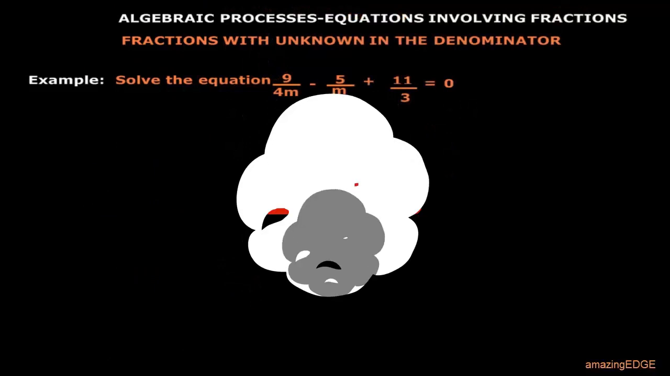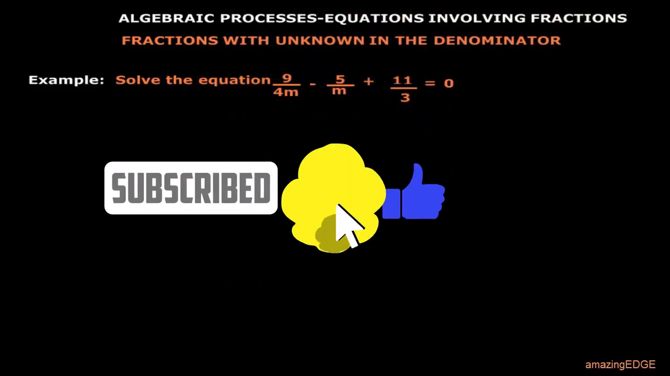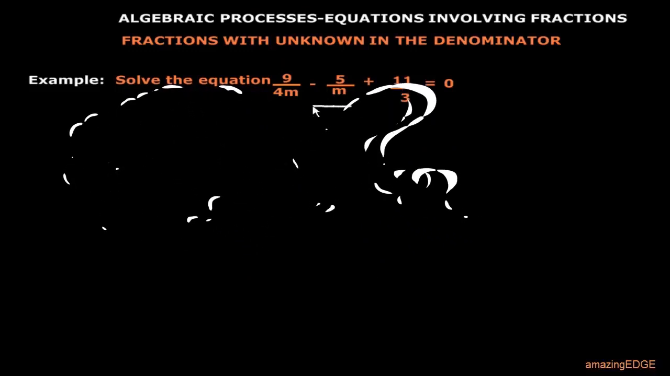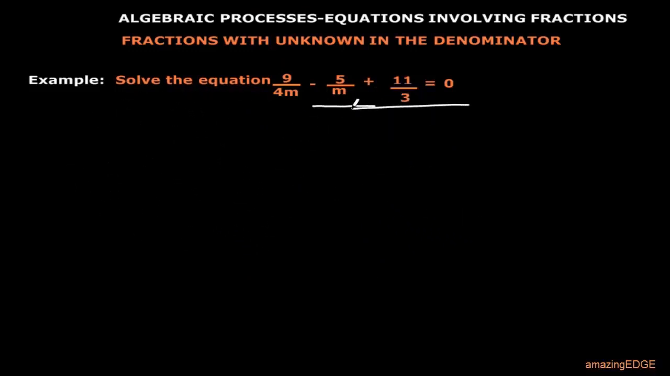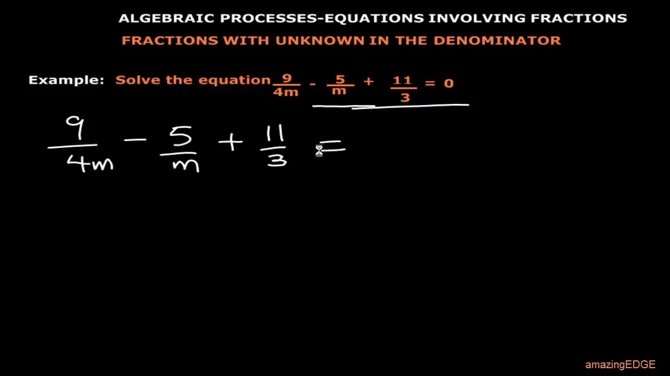In this example, we are told to solve the equation 9 over 4m minus 5 over m plus 11 over 3 equals to 0. So we are to solve this equation, and solving this equation, we mean to get the value of m. That's what we are looking for. This is a fraction, so we need to remove the denominators. So this 4m has to go, m has to go, and 3 has to go.